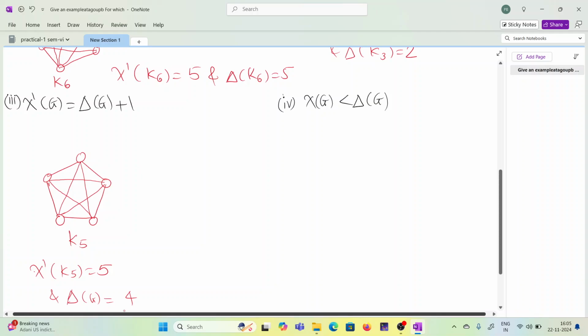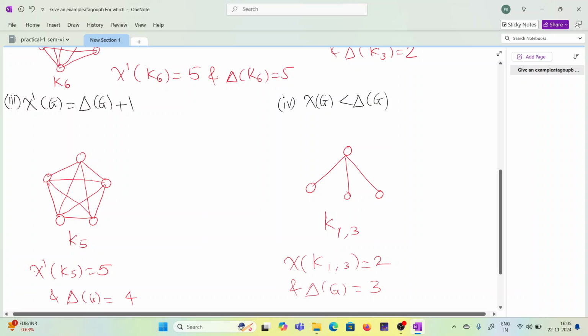Now the last is chi of G less than delta G. Chi of G means vertex chromatic number of graph G. For that I am drawing K1,3. K1,3 means a bipartite graph on 4 vertices, where one vertex set contains one vertex and the other vertex set contains 3 vertices. Here chi of K1,3 is equal to 2, as every bipartite graph has vertex chromatic number 2, and delta G is equal to 3. So that means chi of G is strictly less than delta G.